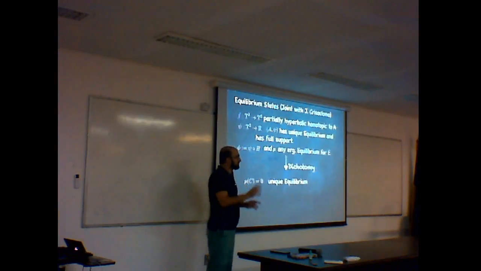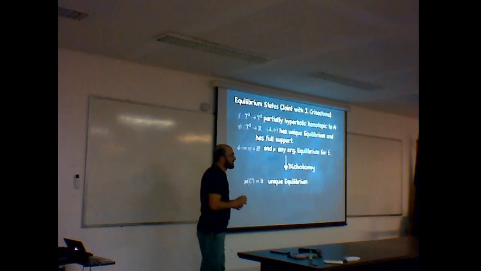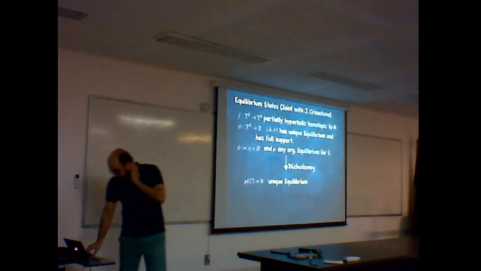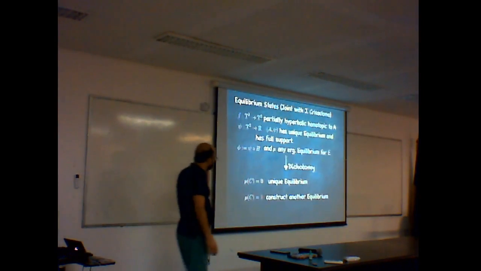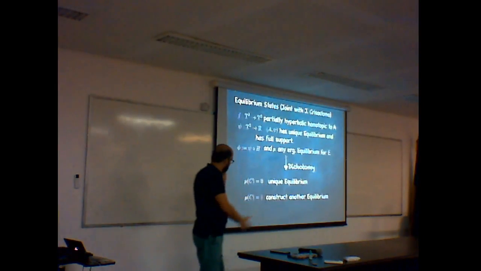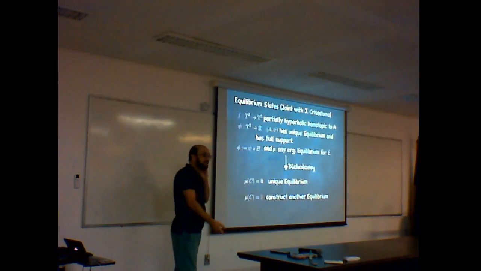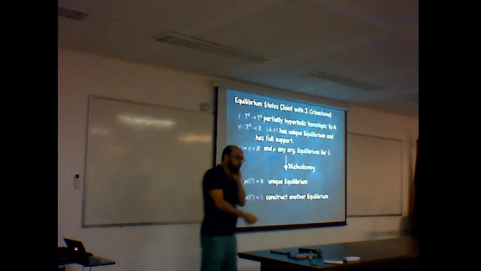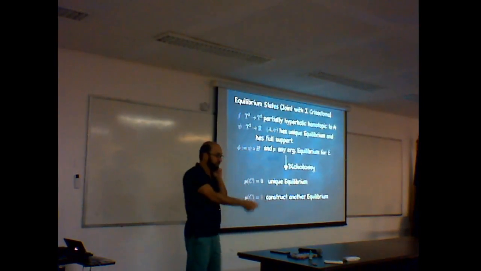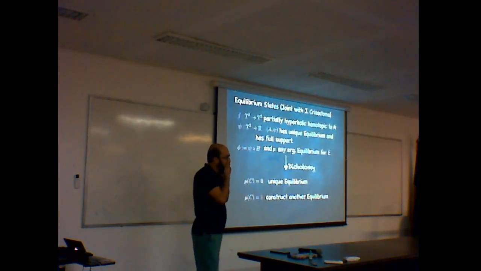Either the collapse interval has zero measure, and in this case you have a unique equilibrium state, or the collapse intervals are measurable, have full measure, and in this case you indeed have non-uniqueness. You really have another equilibrium state.